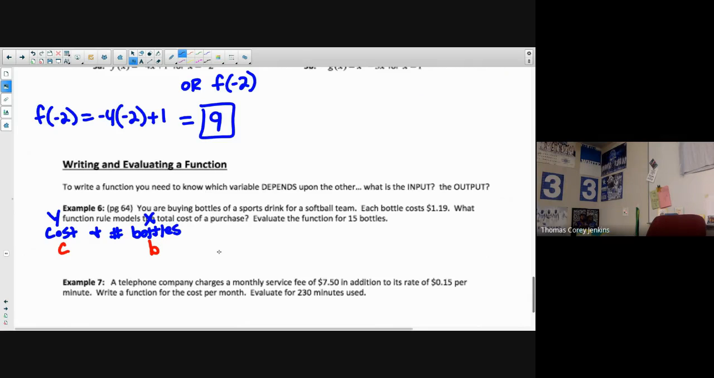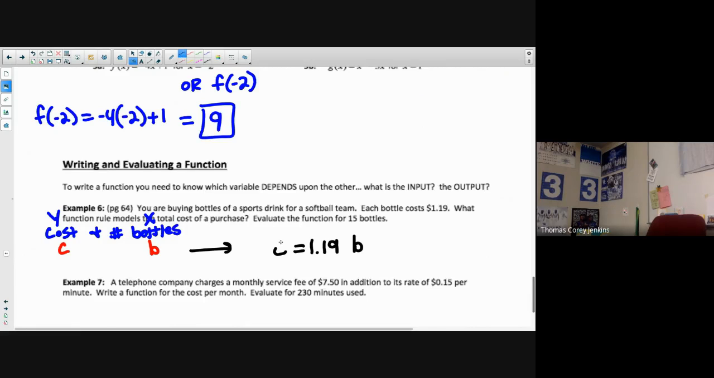And so we would go ahead and just say that cost is equal to, it's $1.19 per bottle, so $1.19 pops up here, times number of bottles. Erase that other one. All right, so that looks like a good function rule.